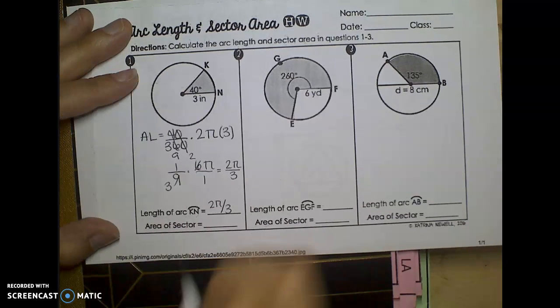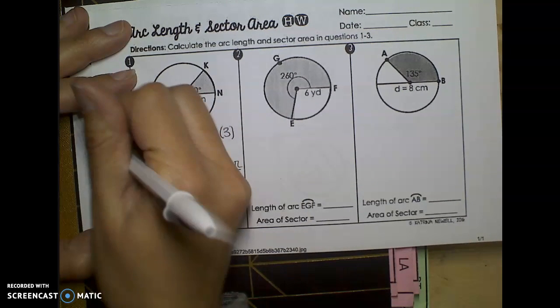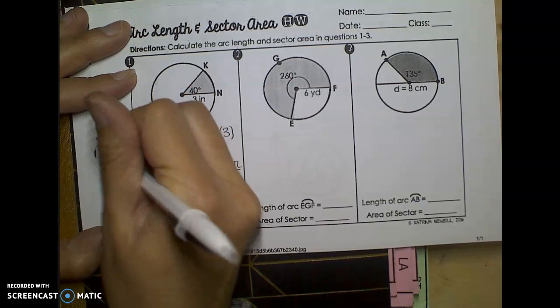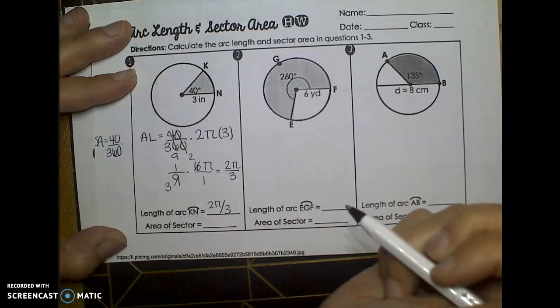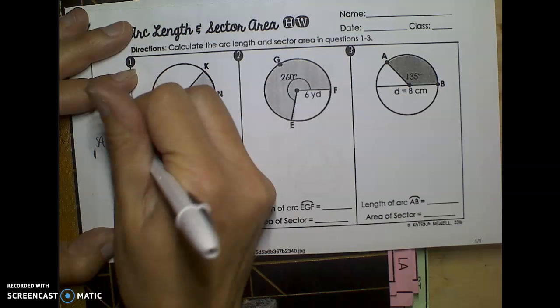Now over to the side, just because I wrote too big, I'm going to have to do the area of the sector. The sector area is a very similar formula. It's that degrees over 360, but now I times by the area formula, so pi r squared, so pi times 3 squared.